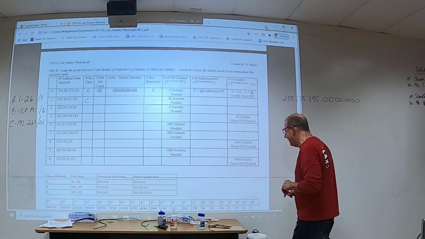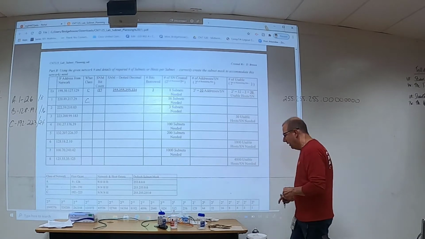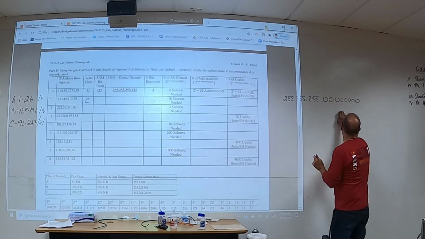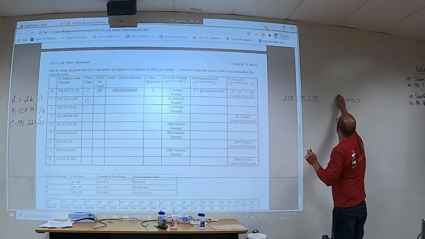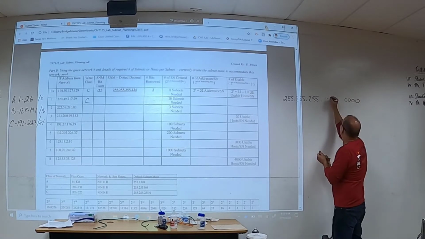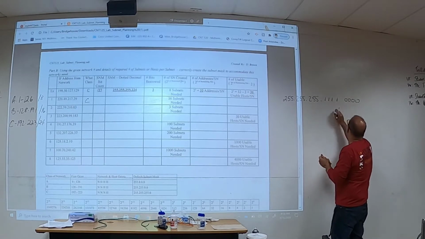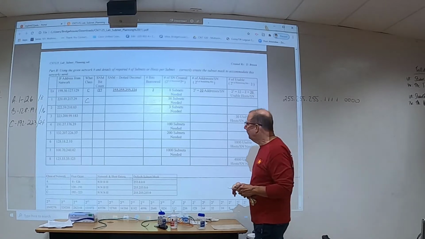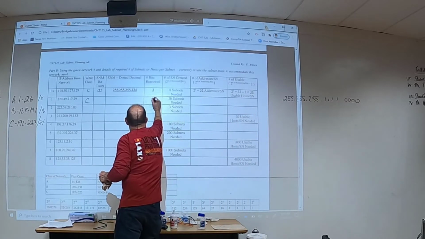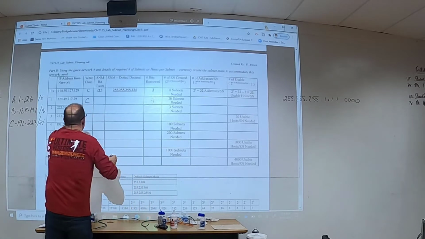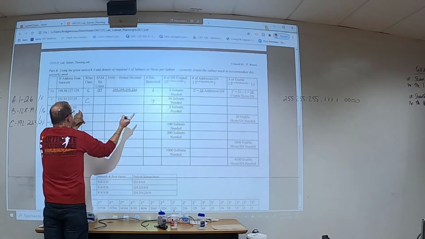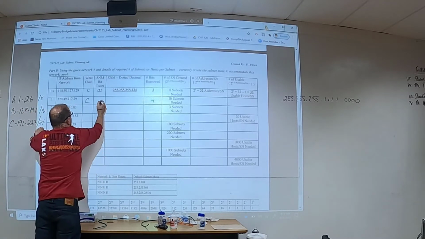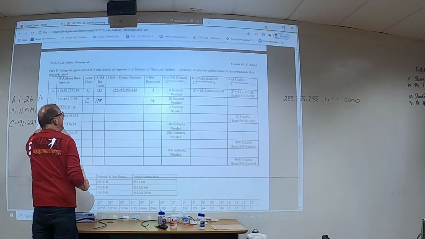Okay, so it says I need 16 total networks created. That's 2 to the 4th. So that means I've got to borrow 4 bits to make this work. So let's turn on these first 4 bits: 1, 2, 3, and 4. So that means I'm going to borrow 4 bits. And by default, I had 24 originally. 24 plus 4, last time I checked, gives me a /28.